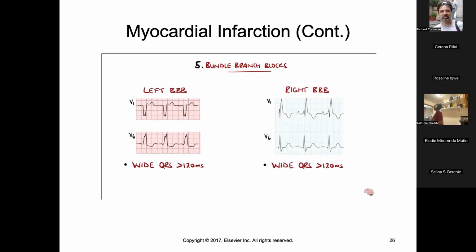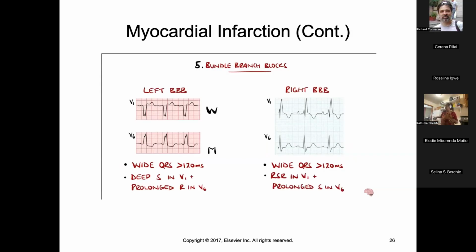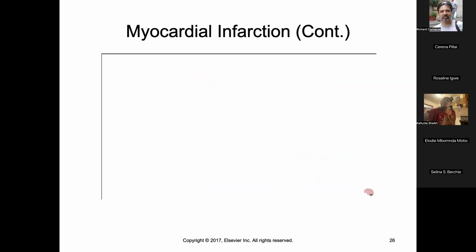Left bundle branch blocks feature a deep S wave in V1 and prolonged R wave in V6, giving a W and M shape respectively, while right bundle branch blocks have an RSR' wave pattern in V1 and prolonged S wave in V6, giving M and W shapes respectively. An easy way to remember this is with the mnemonic William Marrow. Also remember that the ST segment is affected in bundle branch blocks, and so interpreting ST changes is challenging and needs specific criteria. Now let's take a look at the atrioventricular or AV blocks.